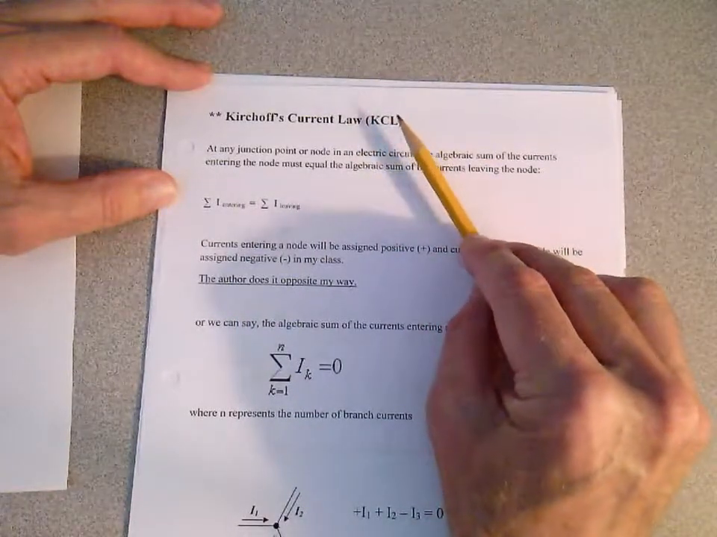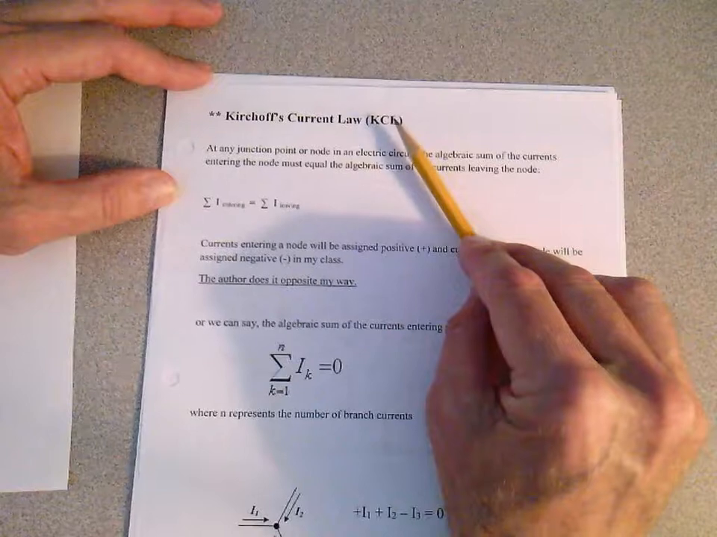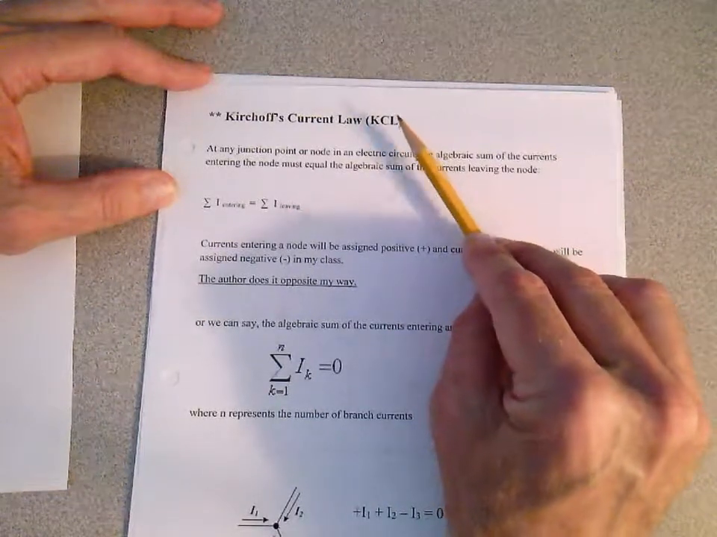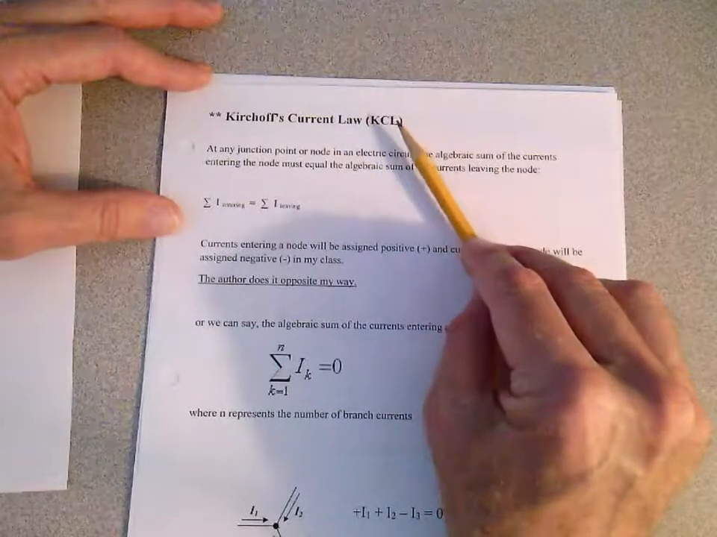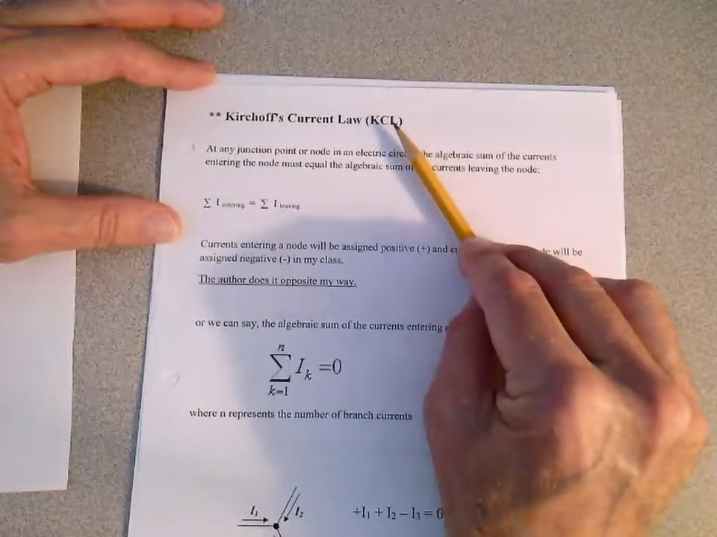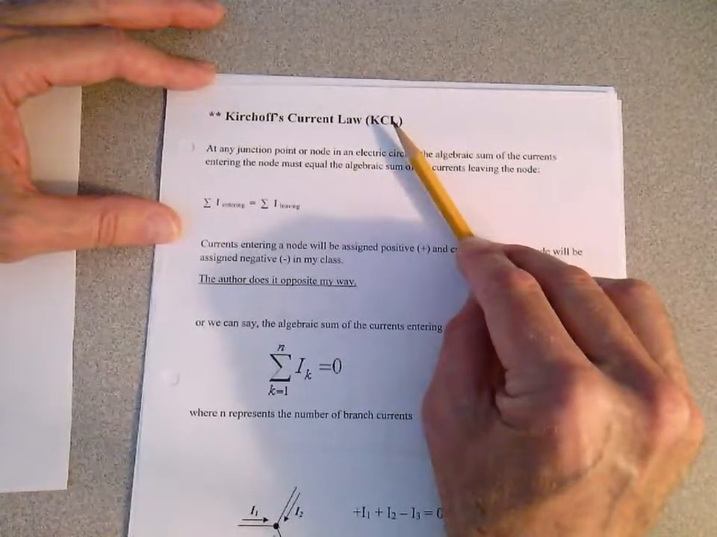KCL is one of the 5 most important laws in electrical engineering. In almost all your analytical courses, you'll use KCL. It's extremely important. When we get to nodal analysis, you'll see its usefulness.